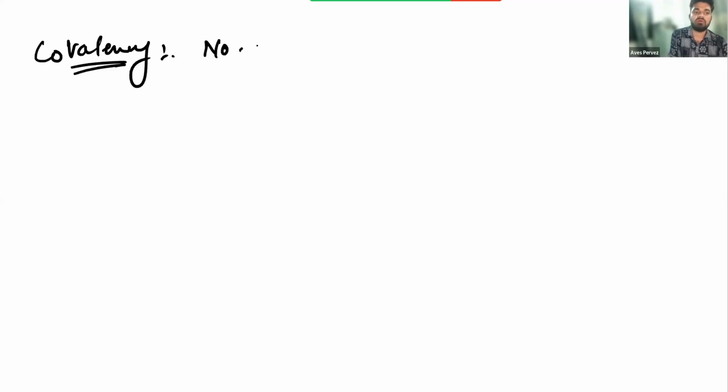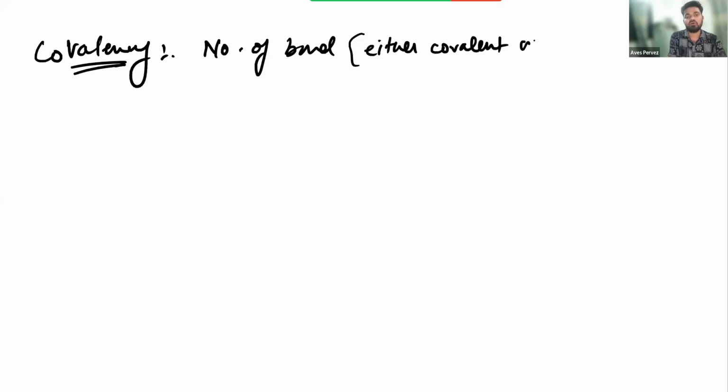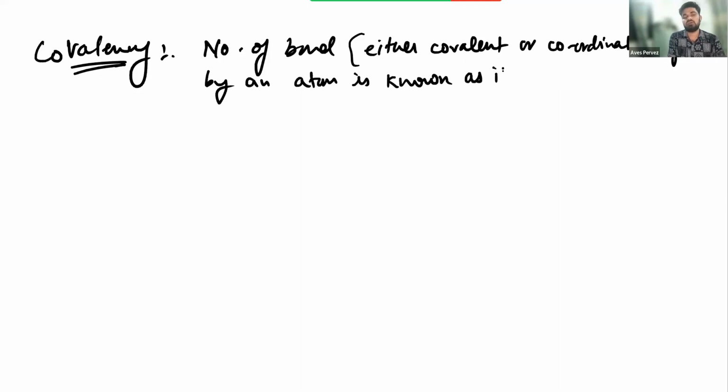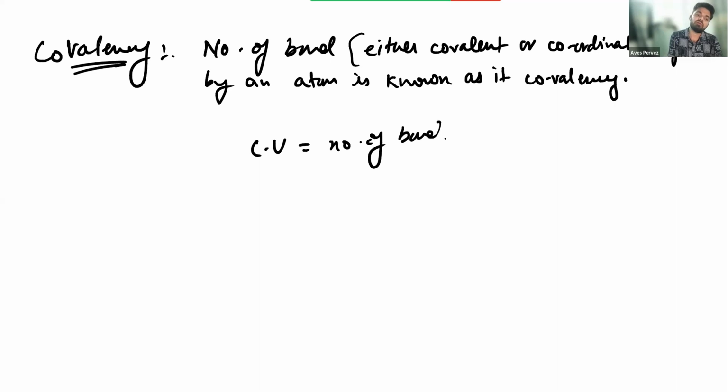we can say the number of bonds, either covalent or coordinate, it can be any one. The number of bonds formed by an atom is known as its covalency. Okay, please note it down. We can say that covalency is equal to the number of bonds.